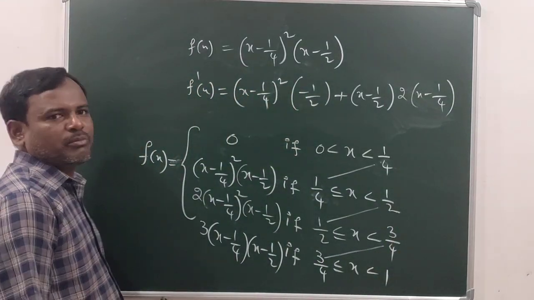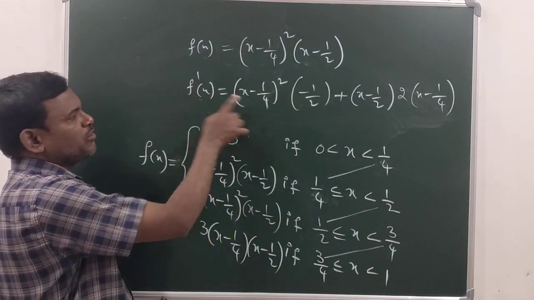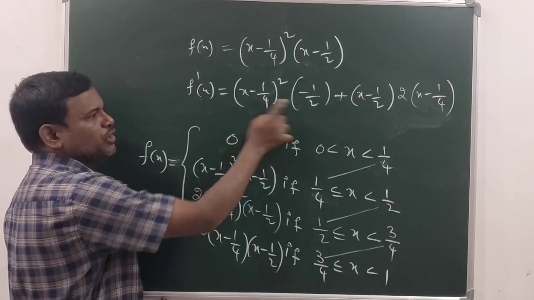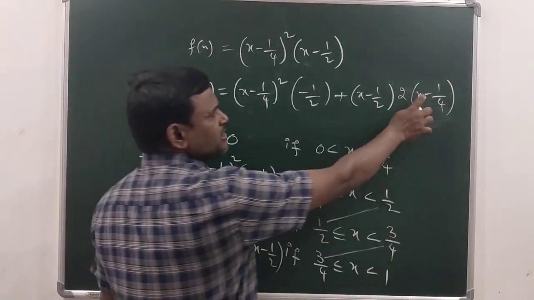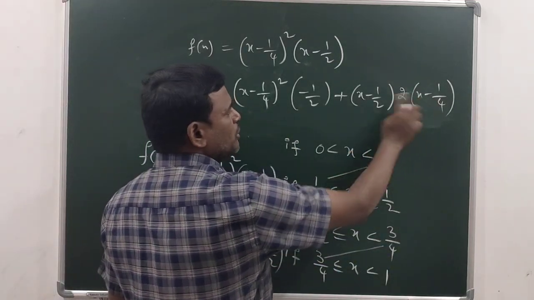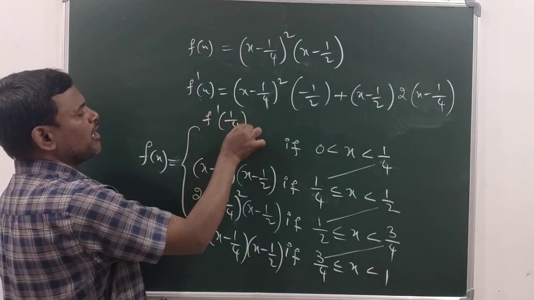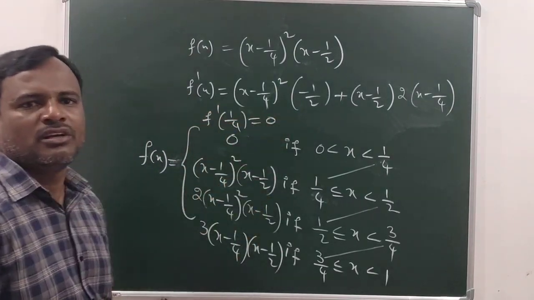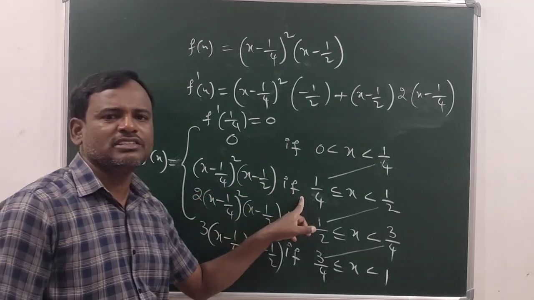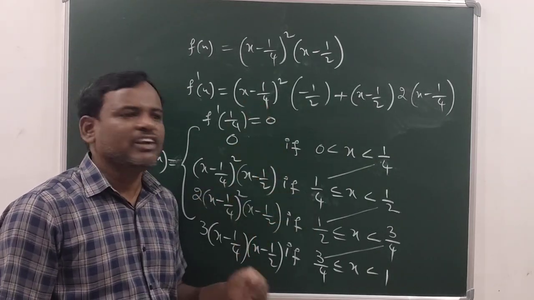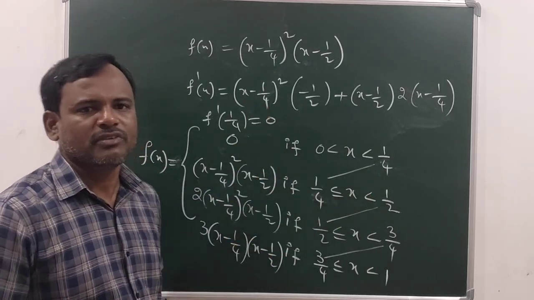Now put x equal to 1 by 4. If you substitute x equal to 1 by 4, it is going to be 0. 0 into something, 0. Finally, f dash of 1 by 4 you got as 0. So this was continuous as well as differentiable at x equal to 1 by 4. Got the clarity?